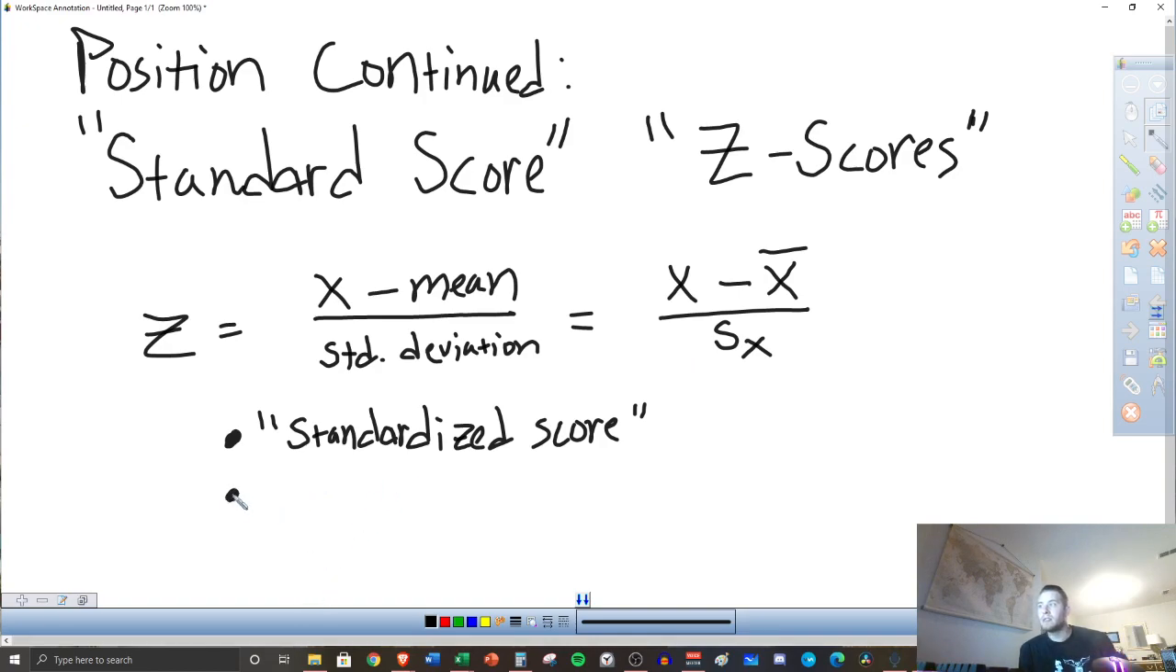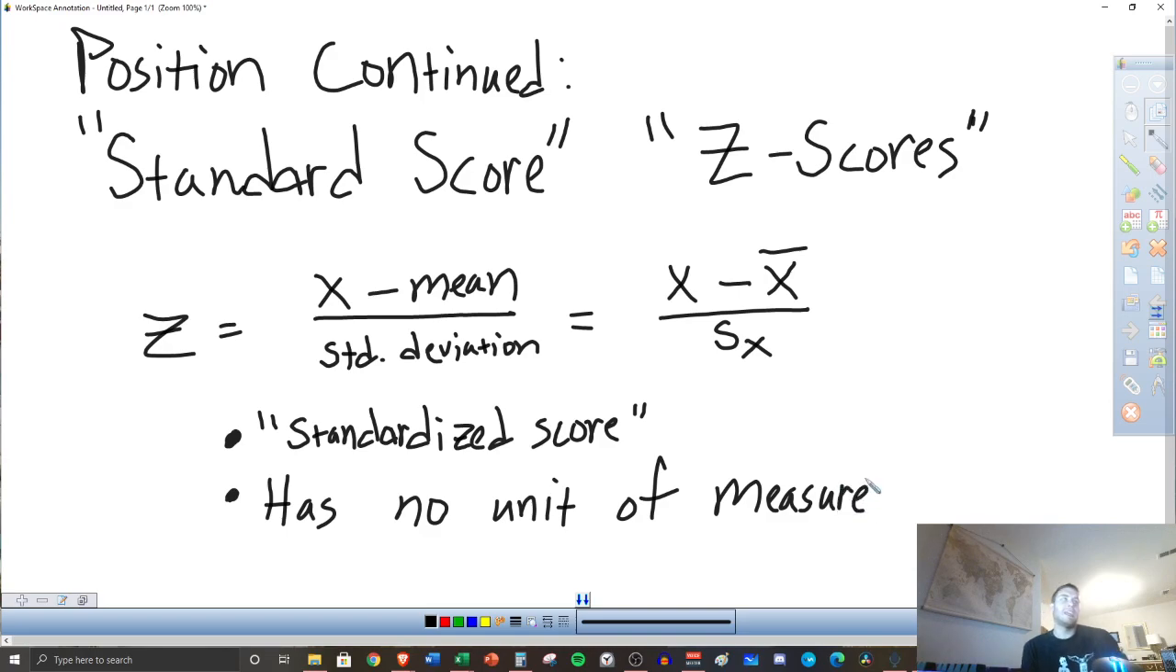Here's another bullet point. This is important for the problem set. Has no unit of measure. Meaning, if I get a Z-score of like 1 or 2 or 3 or 4, whatever, it's not like 2 feet or 1 inch. That's not how we do it. It's really measured in, if we had to say it had a unit of measure, it's in standard deviations, how many deviations you are from the mean.